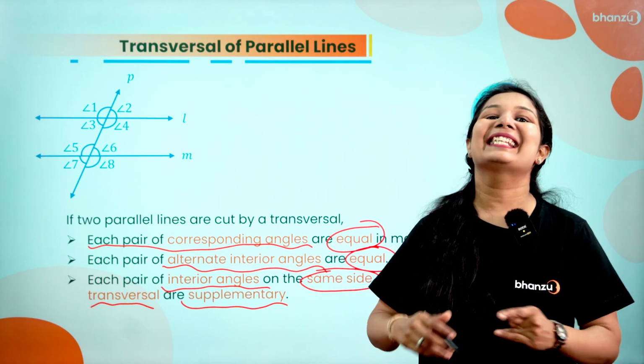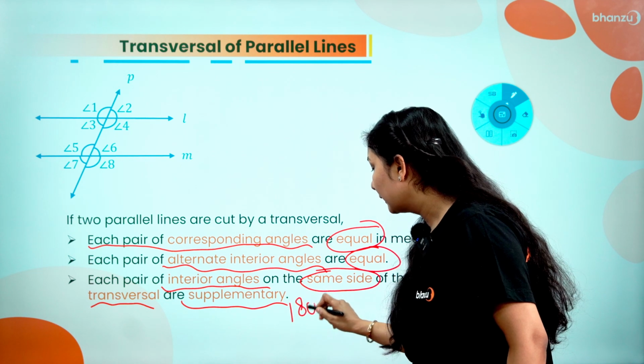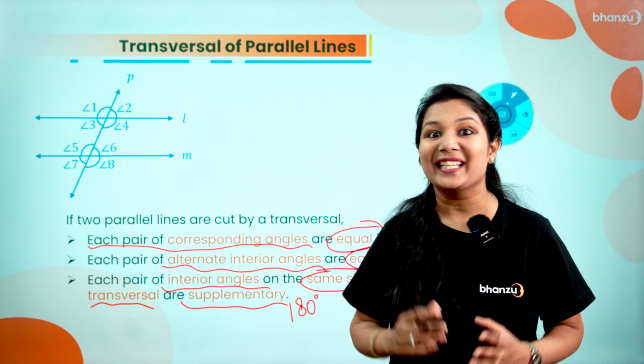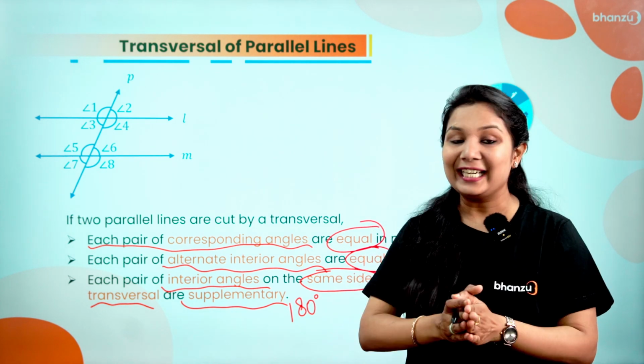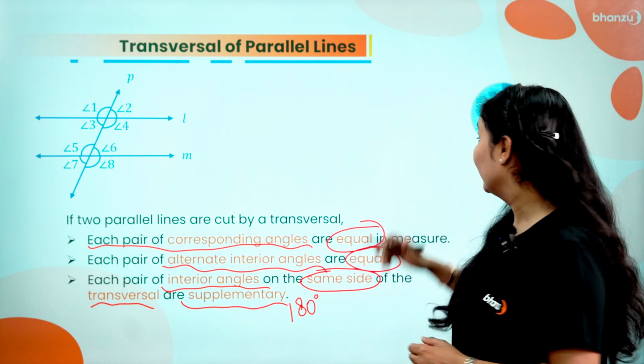What is it? It's supplementary. Supplementary means 180 degrees. So if they are on the same side of the transversal, what do we call such interior angles? We call them co-interior angles, right? I told you the term. You might find it in some textbooks.